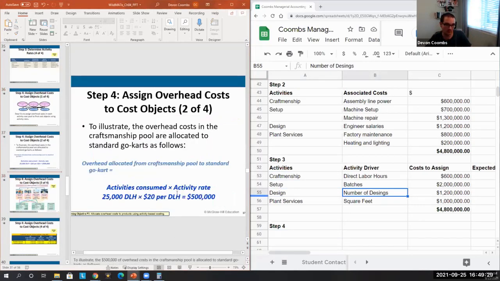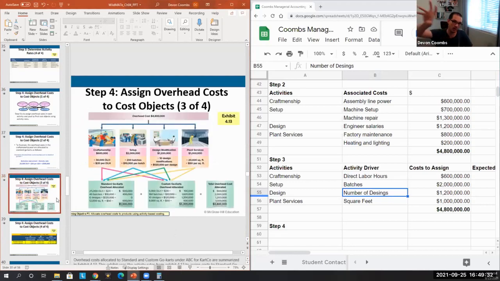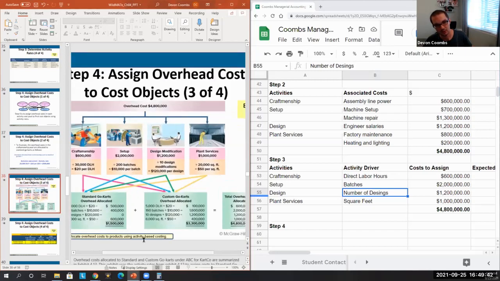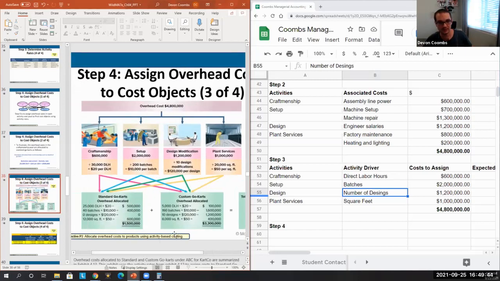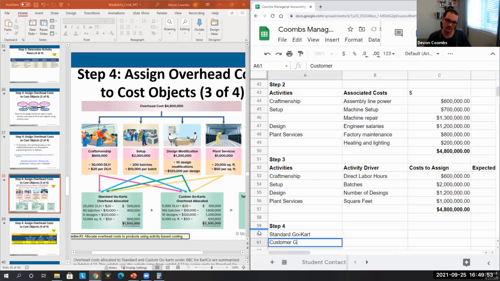So activities consumed, timed activity rate. Each product should take a different amount of activity. So our craftsmanship, we're saying the standard go-kart. Let's figure standard go-karts versus custom go-karts. So standard go-kart versus custom.